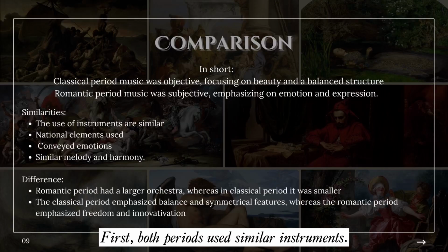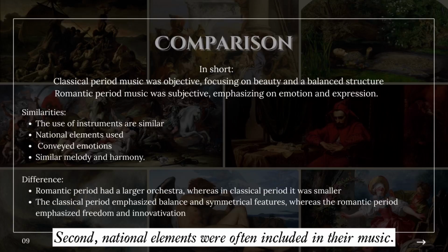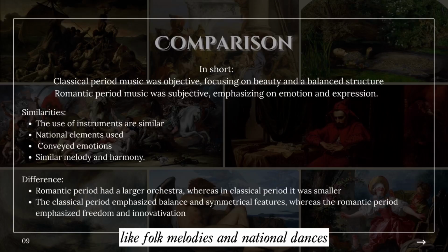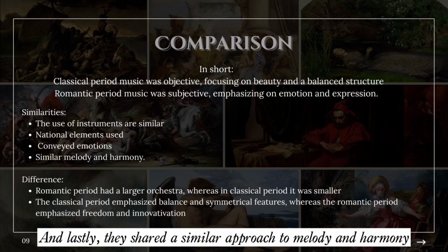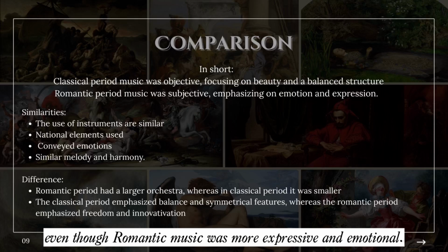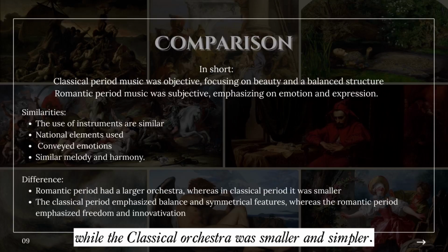First, both periods used similar instruments like violins, flute, and many more. Second, national elements were often included in their music, like folk melodies and national dances. Third, both styles aim to convey emotions, just in different ways. And lastly, they share a similar approach to melody and harmony, even though Romantic music was more expressive and emotional. The Romantic period had a larger orchestra, while the Classical orchestra was smaller and simpler.